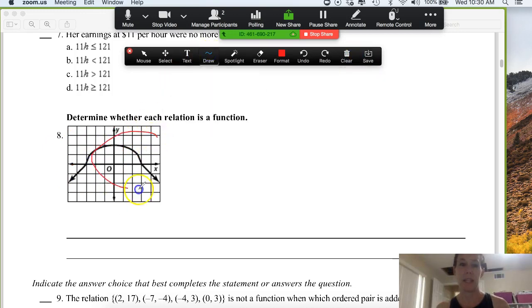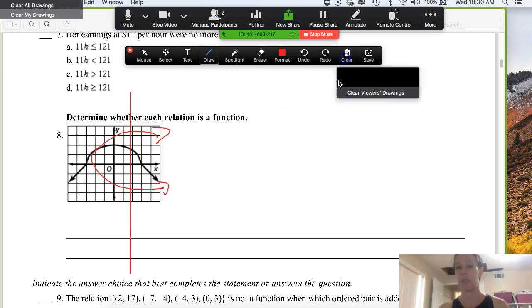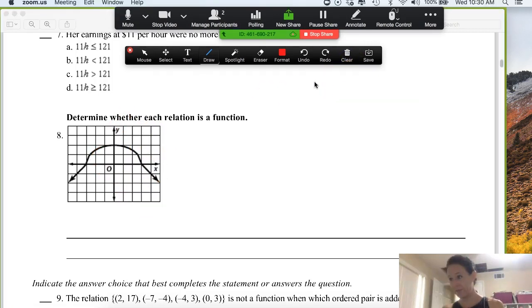If your graph was like this, let's say a C, a sideways parabola, I would hit it twice because I would have 2 different options for my x value. So that would not be a function. You can still graph it though. All right, so is this a function? It passes the vertical line test, so yes.